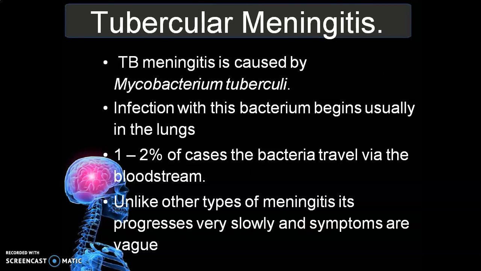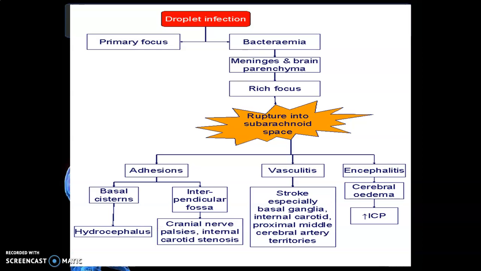Now the tubercular meningitis. Tubercular meningitis is caused by Mycobacterium tuberculosis, and the infection with this bacterium usually begins in the lungs. In 1 to 2% of the cases the bacteria travel via the bloodstream. This type of meningitis progresses very slowly and symptoms are vague.